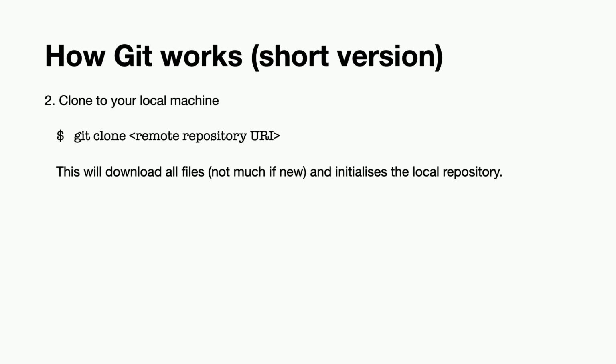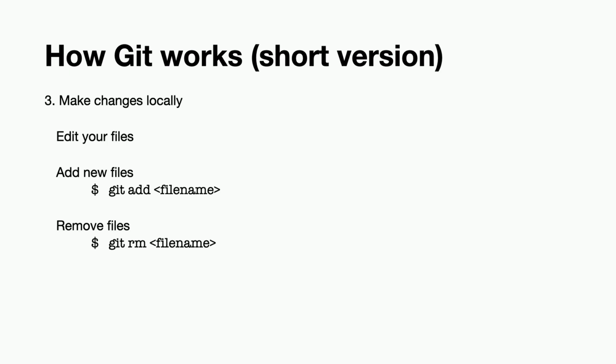The second is to clone this to your local machine with the git clone command, given that you have the URI already. And this will download all the files and initialize the local repository. Well, initially we won't have many files, but still it will initialize the repository on your local machine.